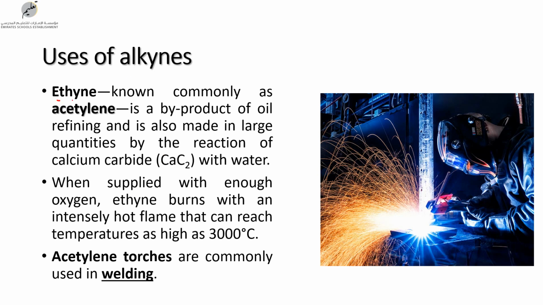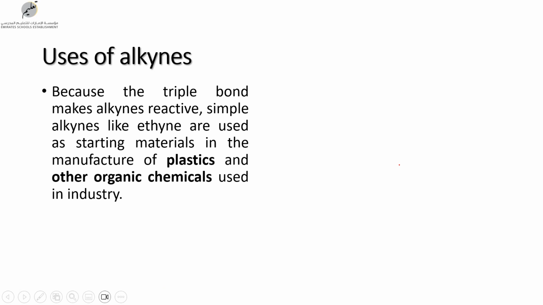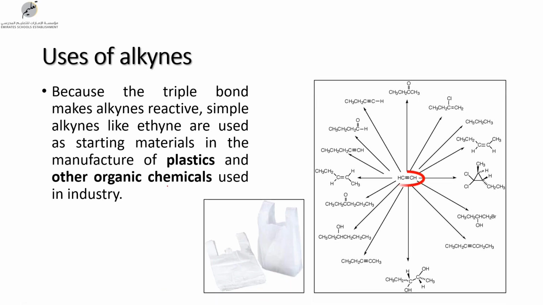And alkynes, especially ethine or acetylene, is a byproduct from oil refining, تكرير النفط. Okay, and it can be created by reactions involving calcium carbide. Okay, and it's used in torches, especially the ones used in welding, التلحيم. Okay, so ethine is commonly used in التلحيم. Okay, it's also used in many plastics and other organic chemicals industry. Okay, so many of these compounds, because they are hydrocarbons, they are used in synthesizing plastics.